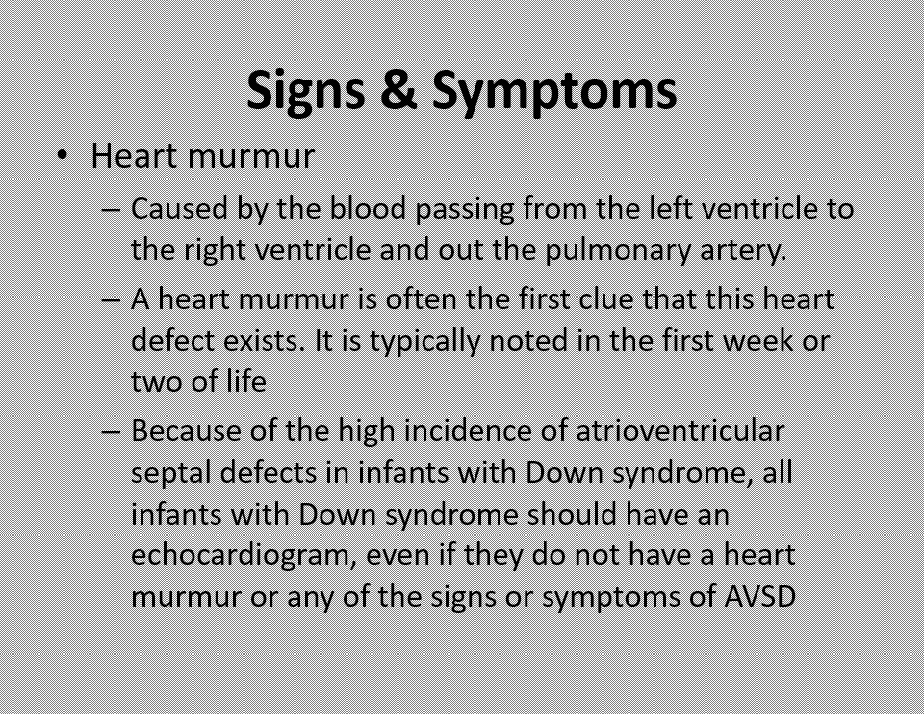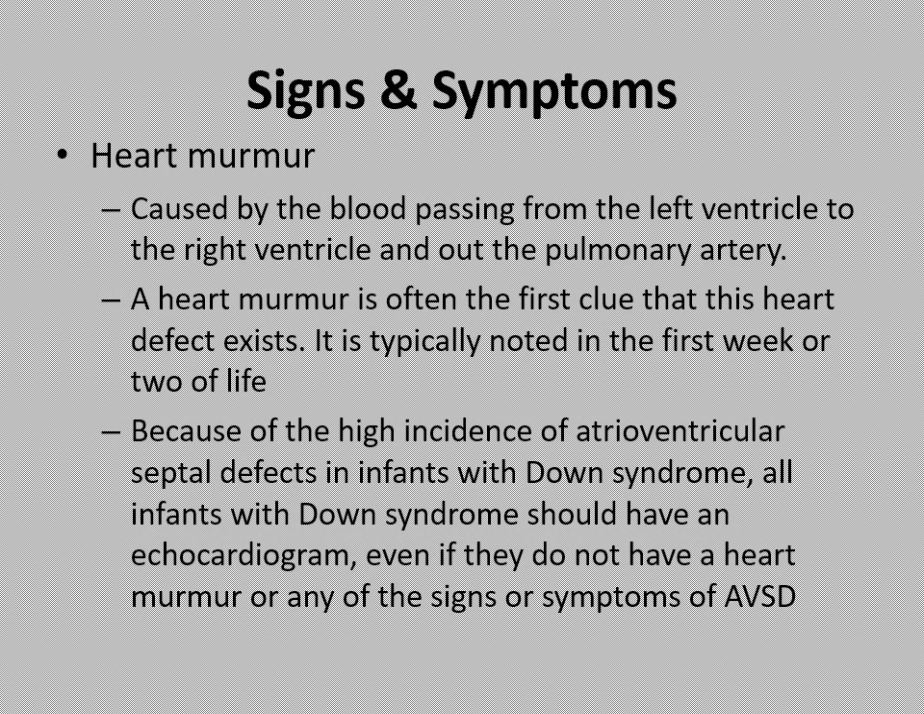The first thing that we can use to know whether the baby has a defect or not is by listening for the heart murmur. Okay, so what's the heart murmur? It's the sound of blood flow turbulence in the heart, which is mainly caused by the blood passing from the left ventricle to the right ventricle and out to the pulmonary arteries. So usually the heart murmur is often the first clue that the heart defect exists.